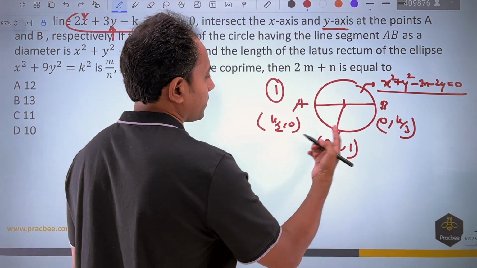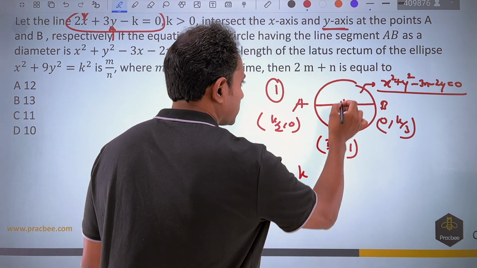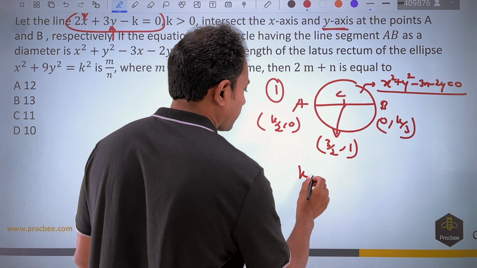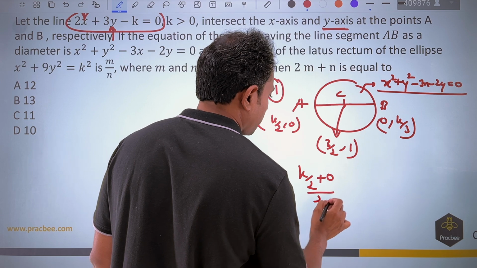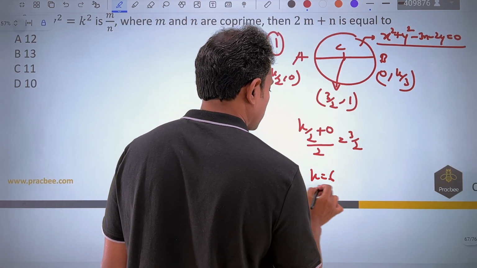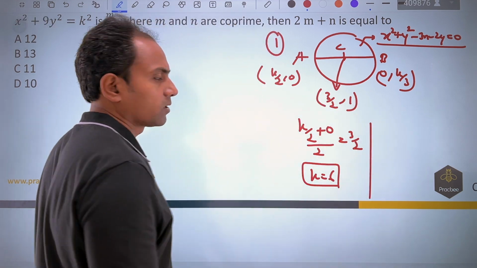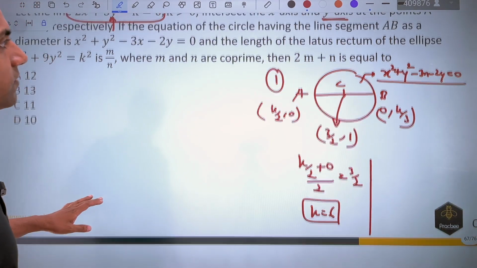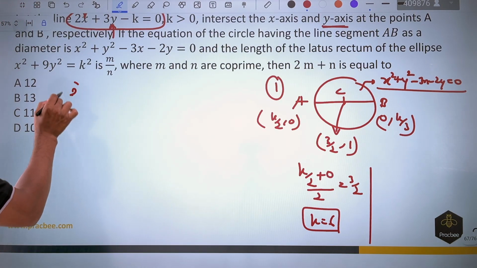So if I want to find the value of k, I will apply the section formula because this is nothing but the center. So k by 2 plus 0 divided by 2 will be equal to 3 by 2. So you can see that the value of k comes out to be 6. You can also verify the same thing using the y coordinate. Once you have done this, now let us transition towards the ellipse question.